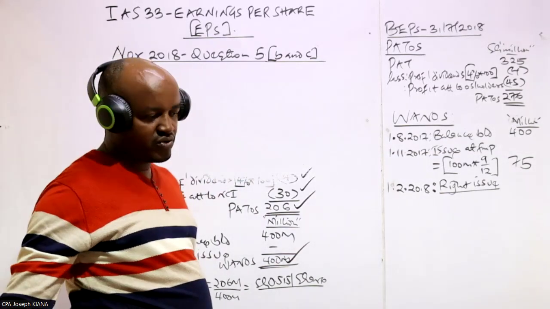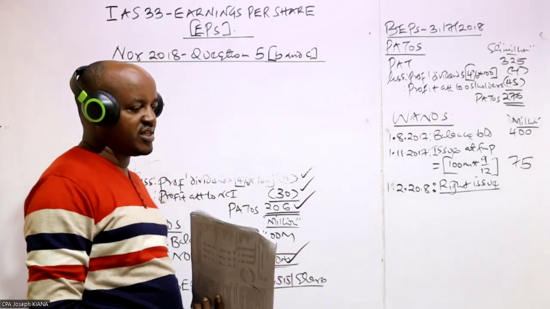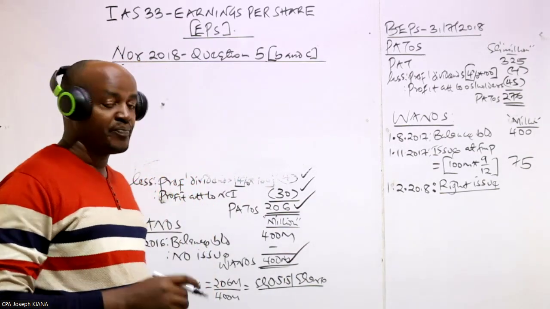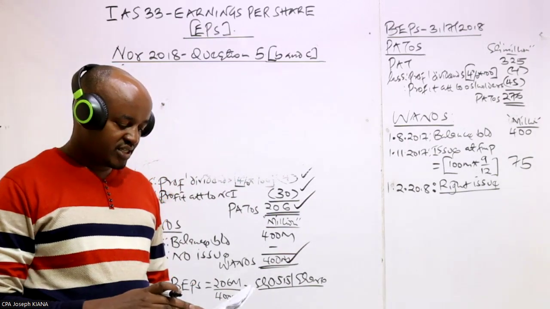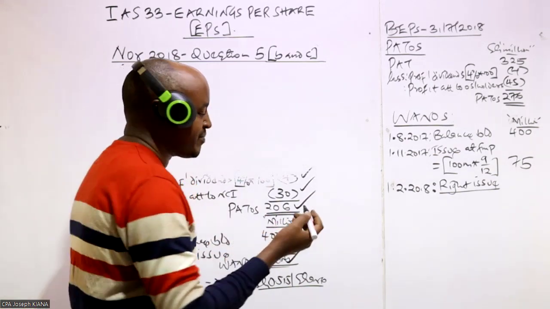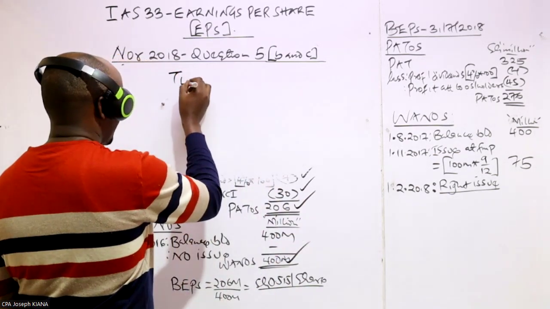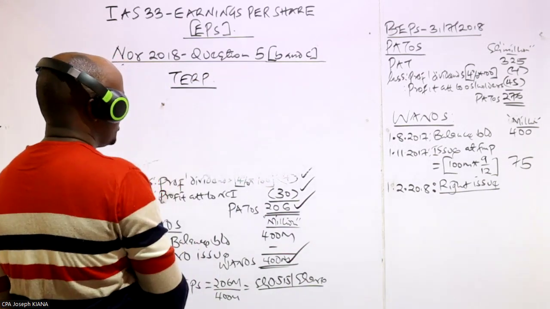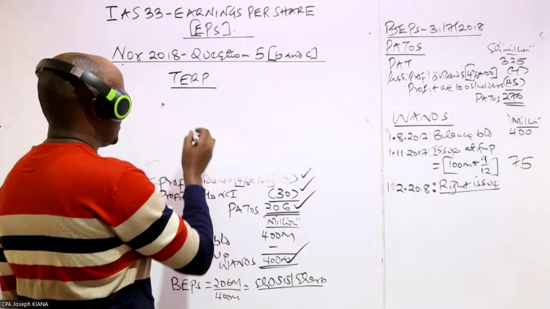In this case, for us to split these shares into 2 components, we need to determine how many shares were issued during the right issue. In our case, we are told the shares issued during the right issue were 150. And number 2, we compute something known as the theoretical X-right price. So how do we compute this theoretical X-right price?